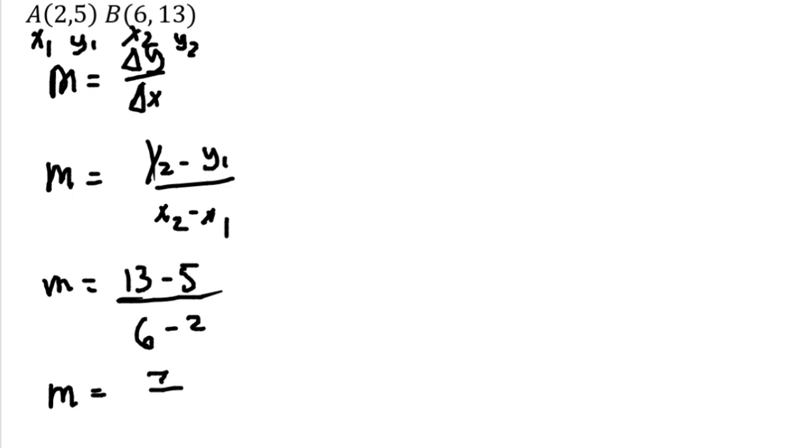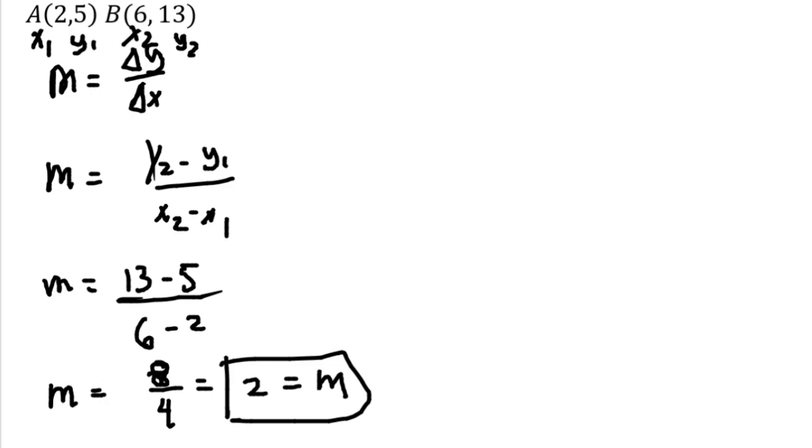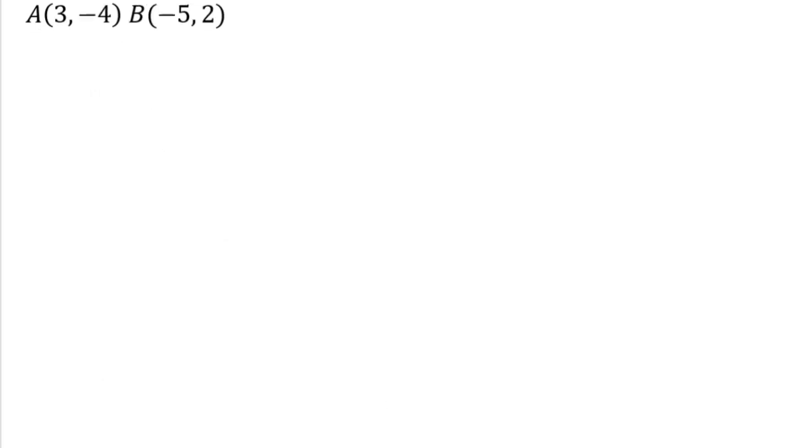So 13 minus 5 is going to be 8. I don't know why I put 7. So 6 minus 2 is 4. Then we can just divide this. So the slope is 2. So that is the slope for this problem.